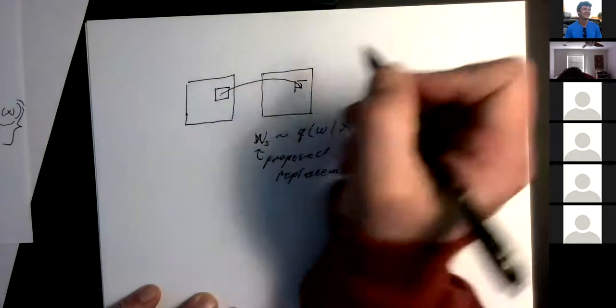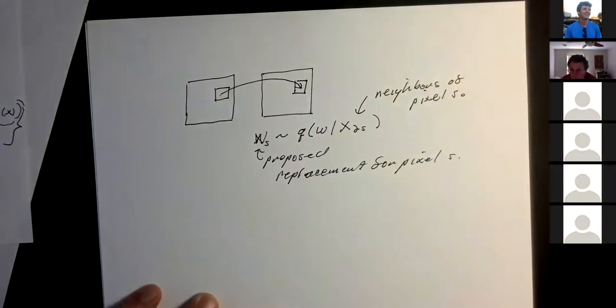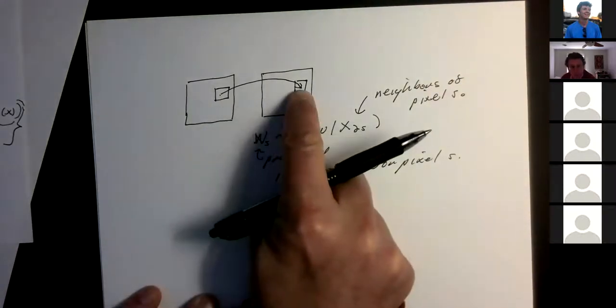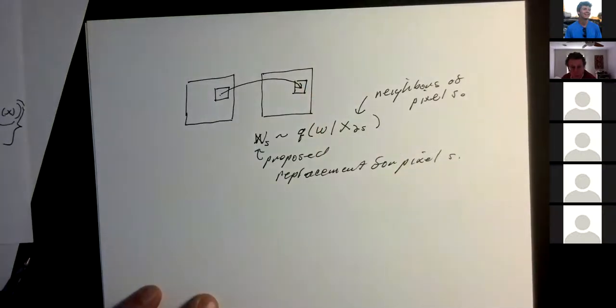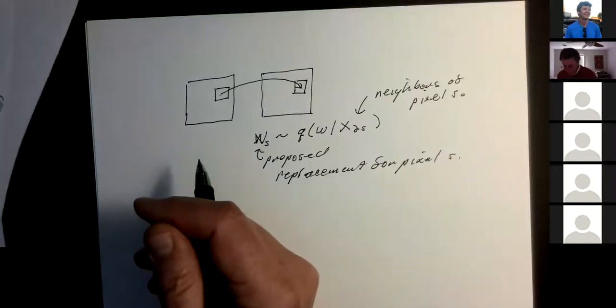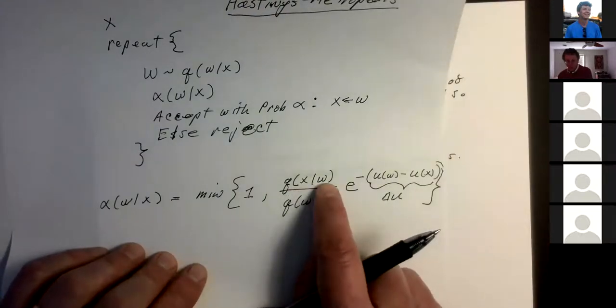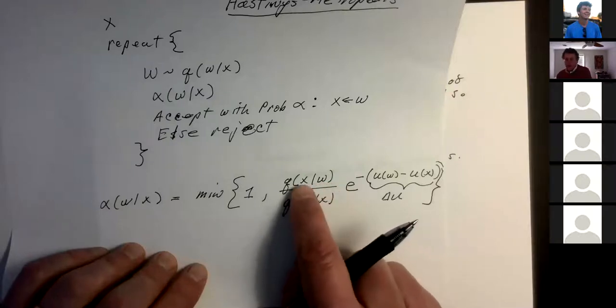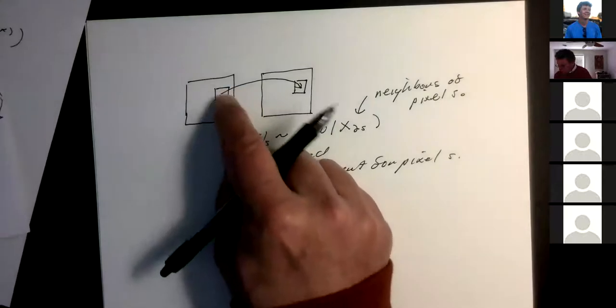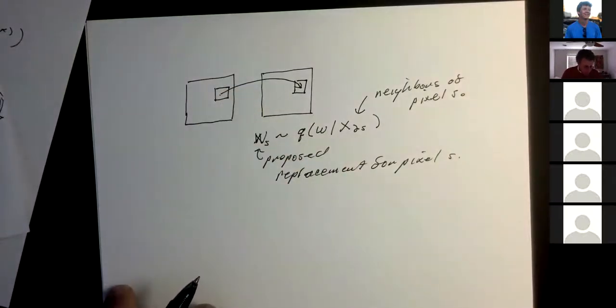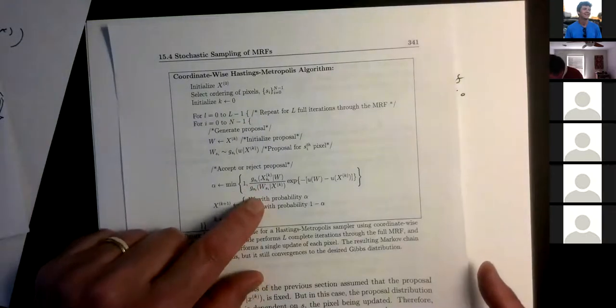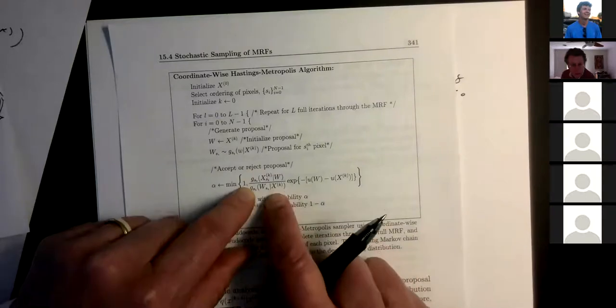It's actually the same here and there because they don't change. You use those neighbors to pick the distribution for the replacement pixel. That produces the new pixel, and then you can accept or reject. You use the same formula for the accept or reject. Now you have to interpret X and W here as being the entire image in both cases, but really only one pixel's changing. For a lot of the forms that we typically have, there are only going to be dependencies in that neighborhood. So you have to be careful about how you interpret these expressions.